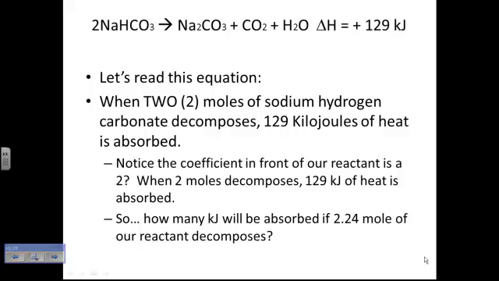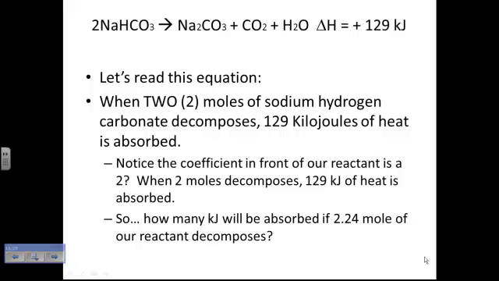Interpreting that equation, it says when 2 moles, see that coefficient, 2 moles of sodium bicarbonate decomposes, 129 kilojoules of heat is absorbed. Here's the stoichiometric ratio. 2 moles of sodium bicarbonate absorb 129 kJ. Notice the 2 is the given, the 129 there is our want. 129 kilojoules of heat is absorbed when 2 moles breaks down.